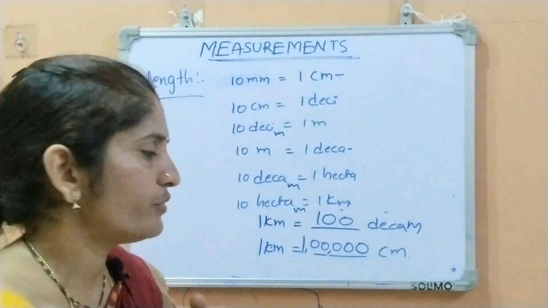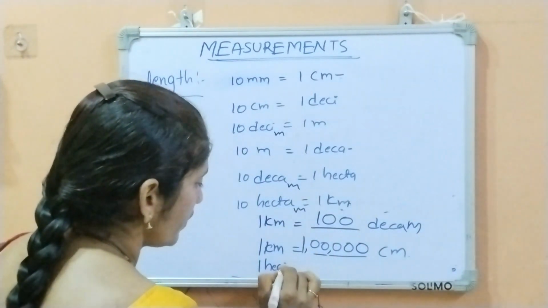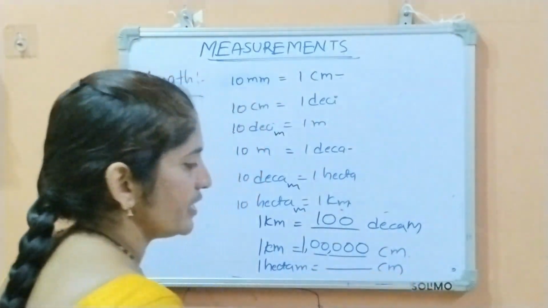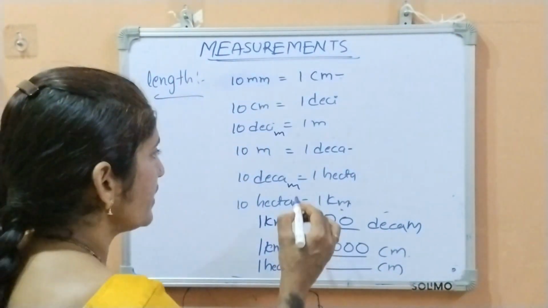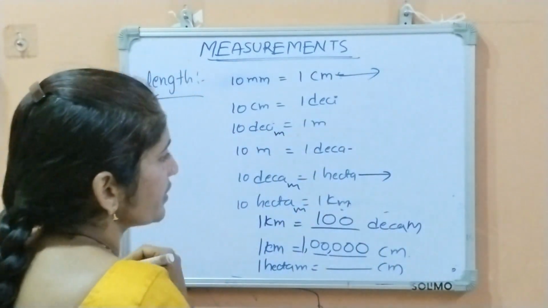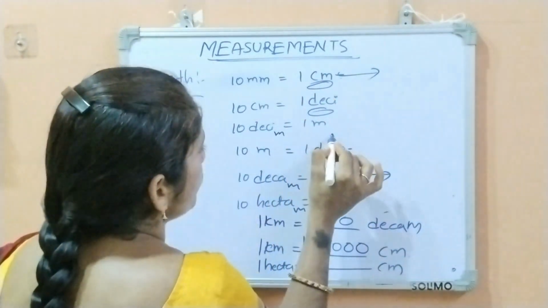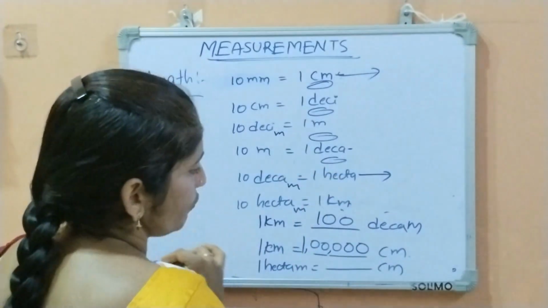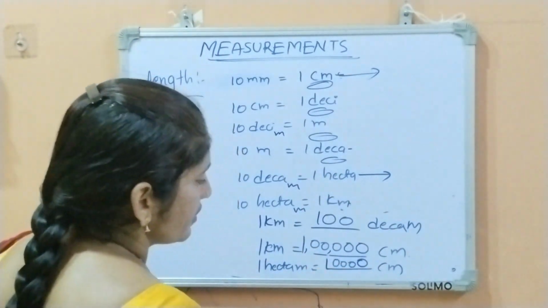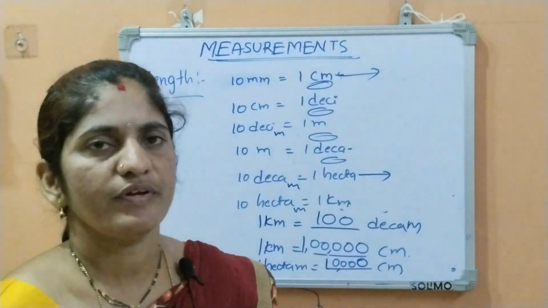One more question I am going to solve. 1 hectometer equals how many centimeters? Where is hectometer? Here it is hectometer. Where is centimeter? Here it is centimeter. So I am going to count the gaps. 1, 2, 3, 4. 4 gaps means 4 zeros I am going to write. So 10,000 centimeters.